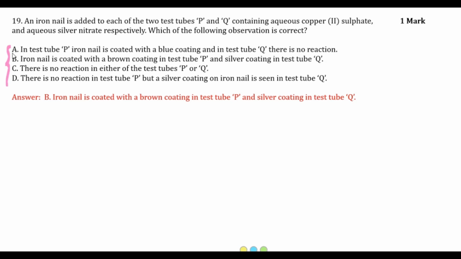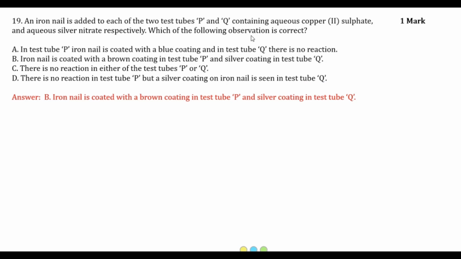Now see option A. In test tube P, the iron nail is coated with a blue coating after some time, and in test tube Q there is no reaction. Option B is iron nail coated with brown coating in test tube P and silver coating in test tube Q. Option C is there is no reaction in either test tube P or Q. And option D is there is no reaction in test tube P, but a silver coating on the iron nail is seen in test tube Q. We have to write the correct observation from these.